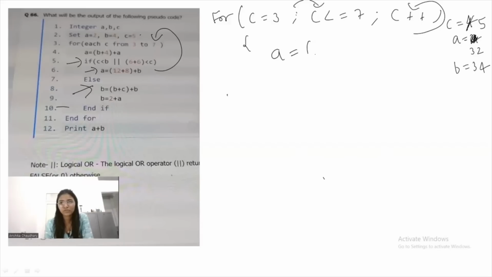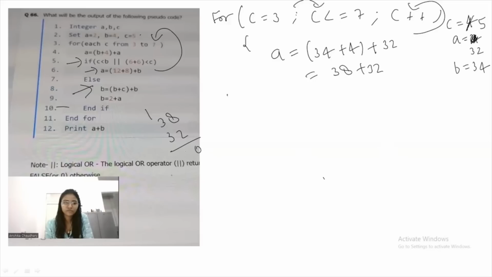So B plus 4. B value was 34 last time. So 34 plus 4 plus A. A value was 32 last time. So what it will become? 34 plus 4 will become 38 plus 32. So what it will become? 38, 32. 70. So A value is 70 from now.